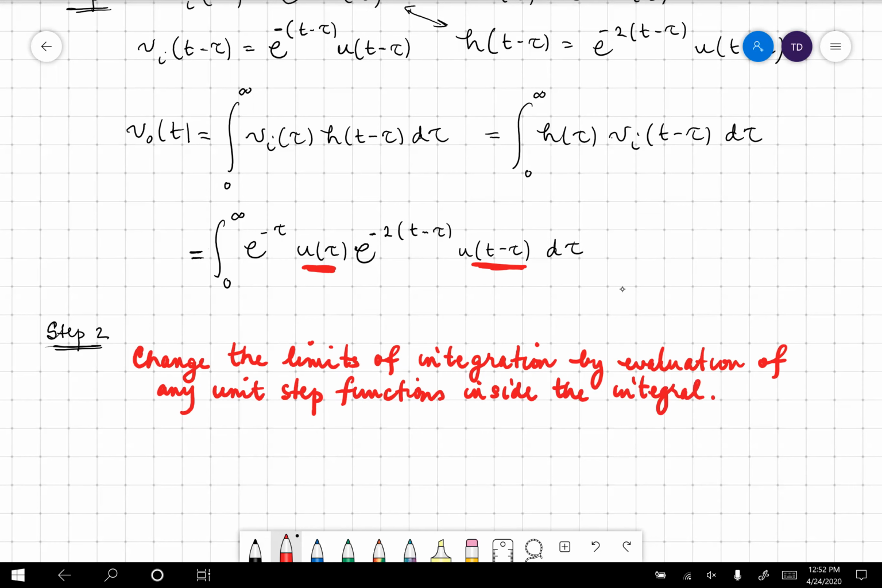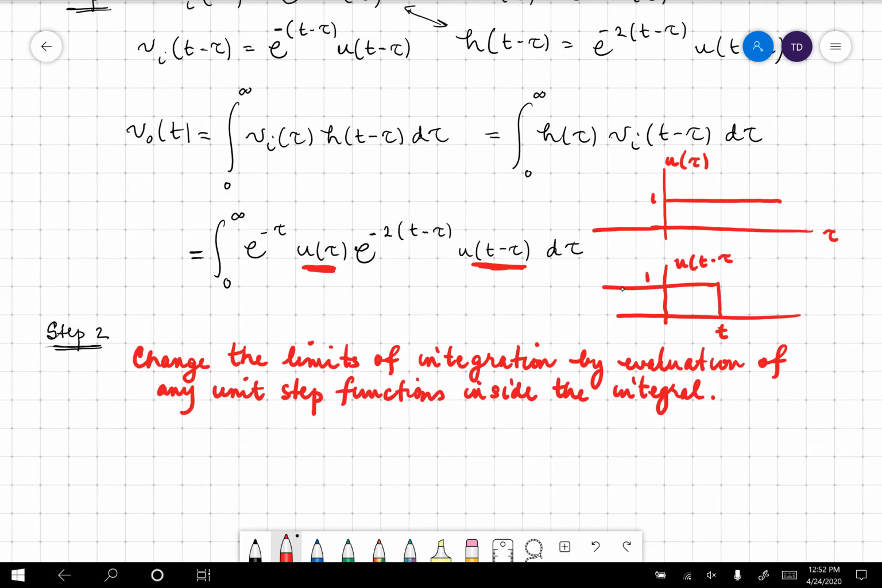So there are 2 of them in the integral. I know that you know what step functions look like, but I'm going to draw them for you again. That's what u of tau looks like. And this is what u of t minus tau looks like. I don't know where t is. T can be anywhere. It can be further over here, or it can be over here.